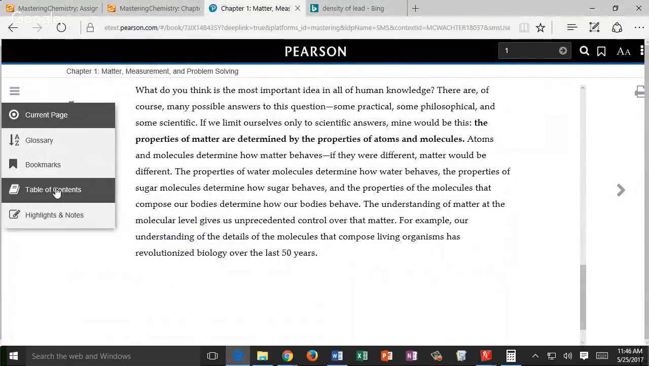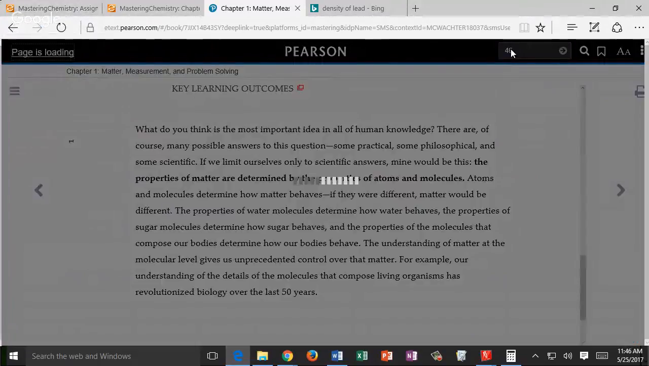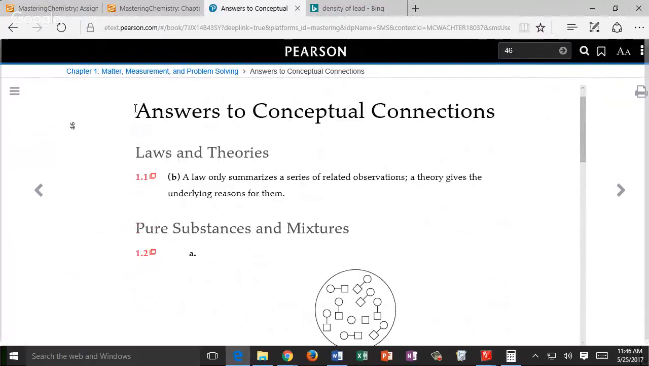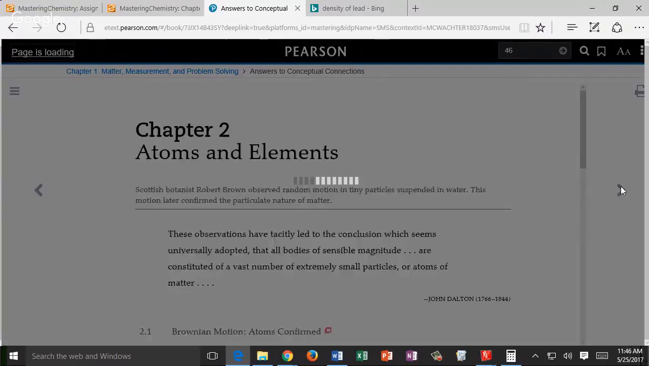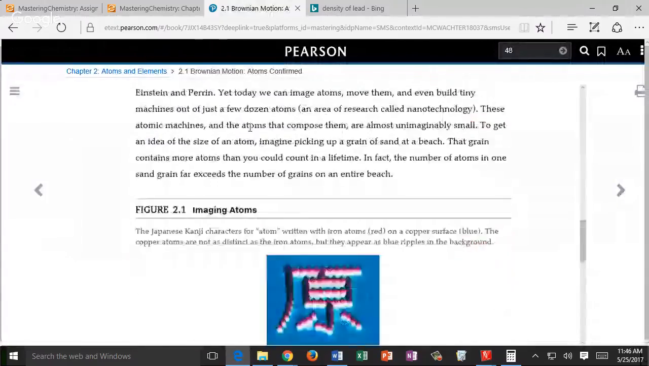Oh wait, they've got this new book thing. It's just kind of driving me crazy here. I can't find this stuff anymore. Yeah, let's look at page 46. Here.